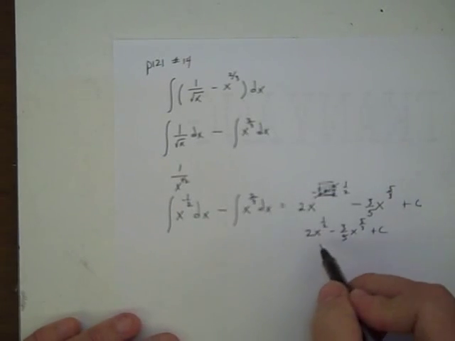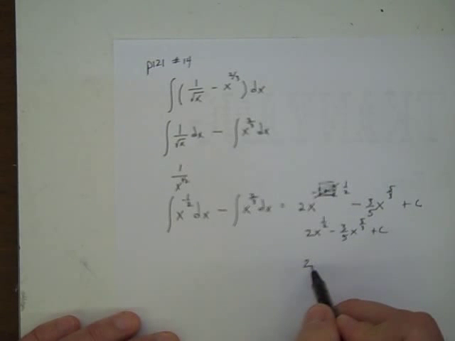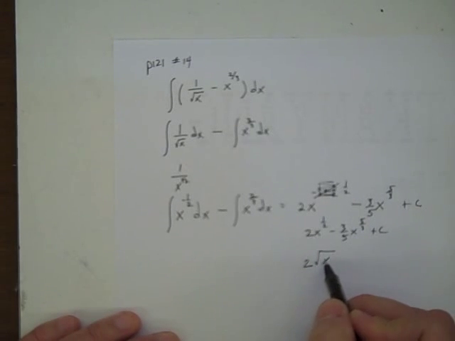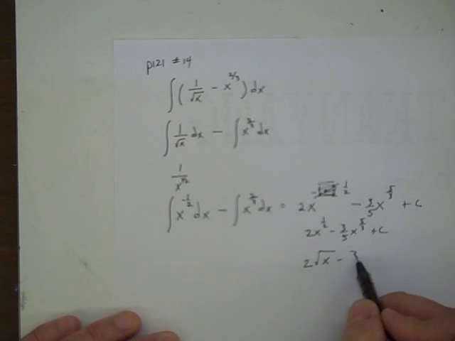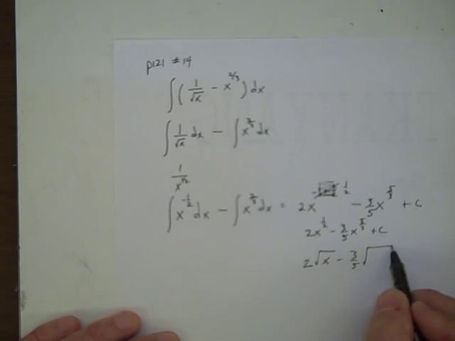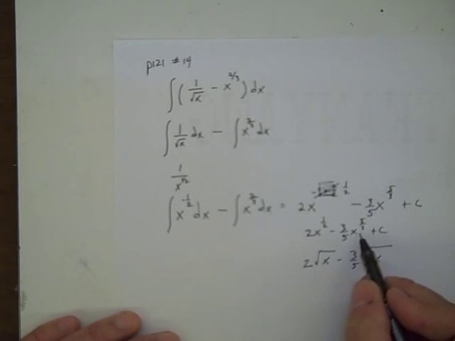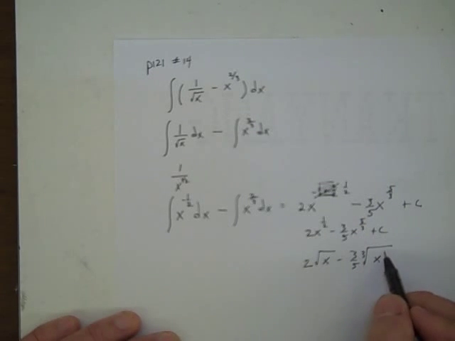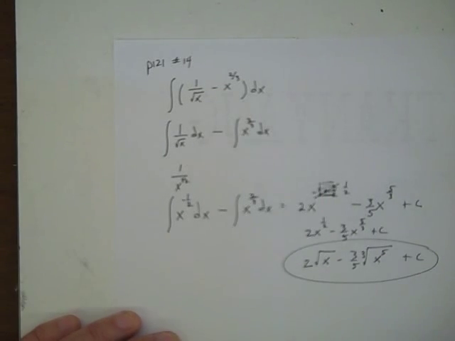And to put it back in radical form, this becomes 2 times the square root of x, since x to the 1/2 power is the square root of x, minus 3/5 times the cube root of x to the 5th plus a constant, and that's that.